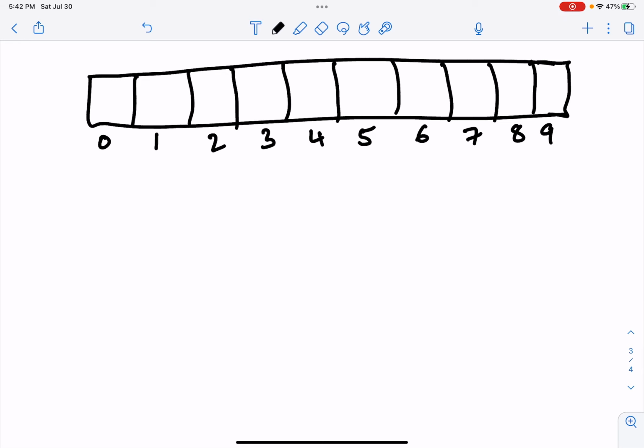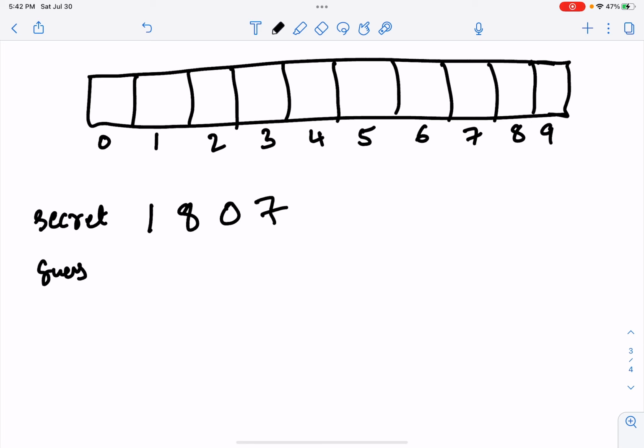So the first input example is secret 1807, guess 7810. The counting of bulls is very simple. We are going to iterate through the string secret, and if we find the same value at a particular index of secret and guess, then we are going to increment the bulls. Here we'll keep a count of bulls, here we'll keep a count of cows. Okay, let's iterate.